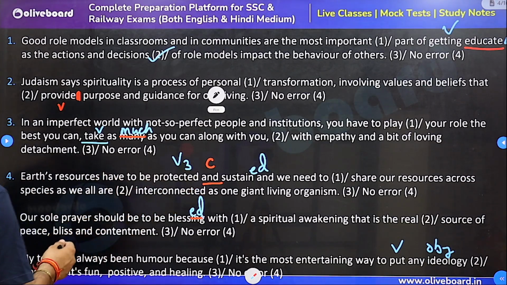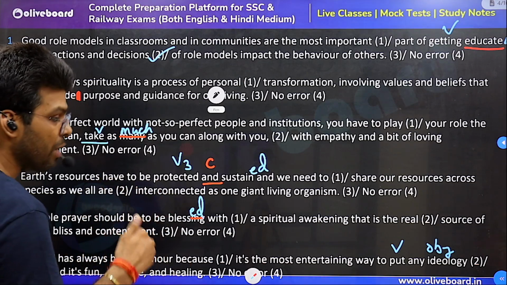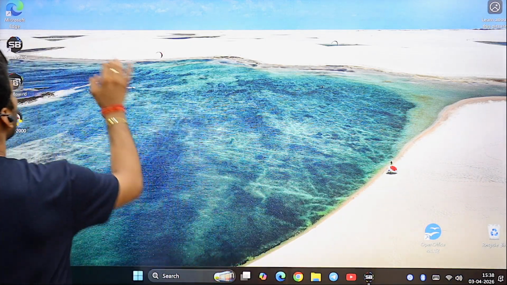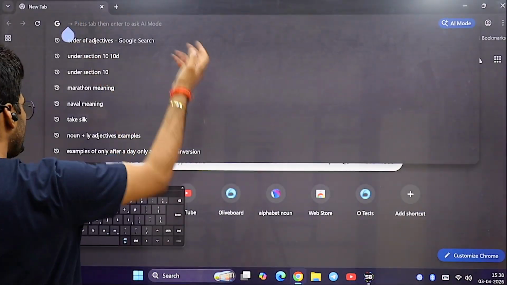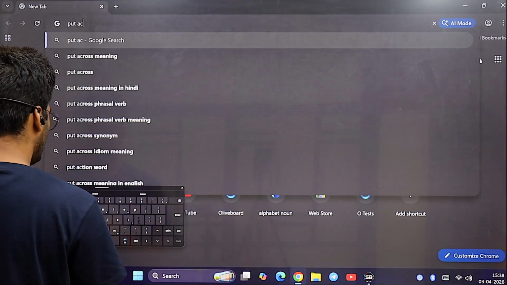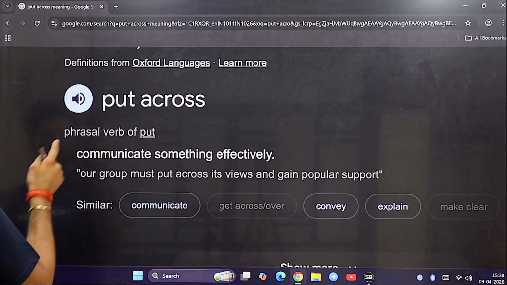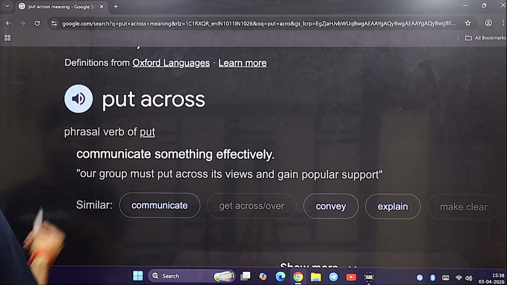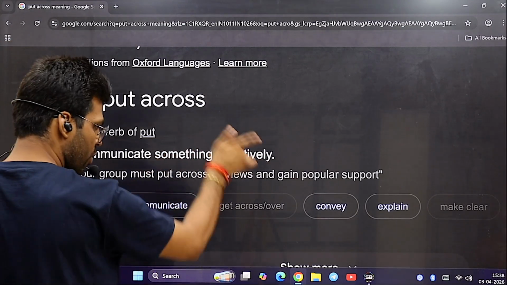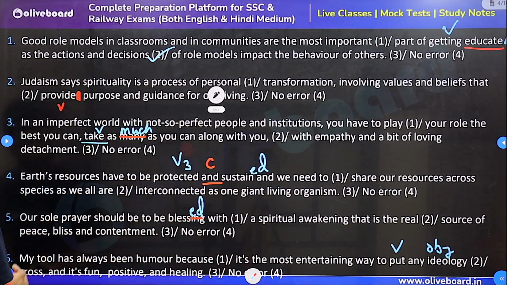Put something across. Just like in a meeting, debate, conversation, when we put our words forth, we call that put across. Put anything across is to put that for the debate, to put it ahead in the debate, to discuss that. Put across means to communicate something effectively. The group must put across its views or must put its views across. Same here: put any ideology, like views, across.